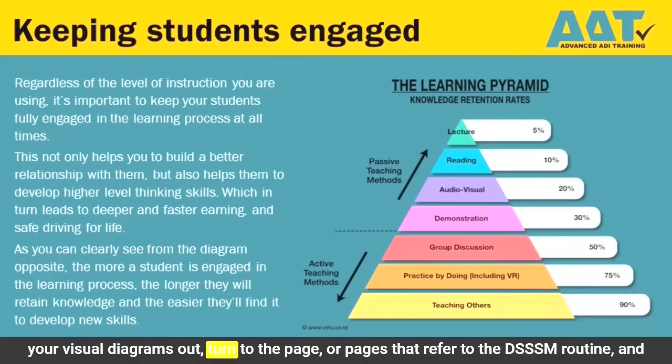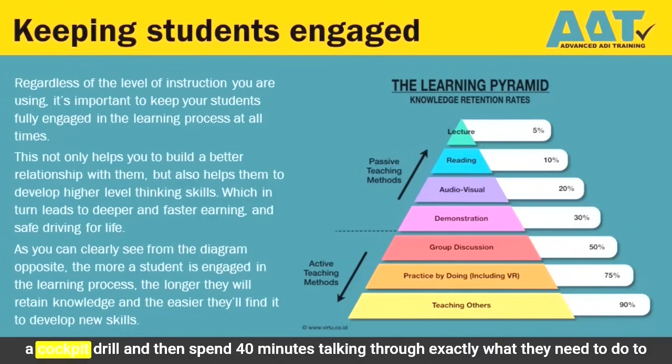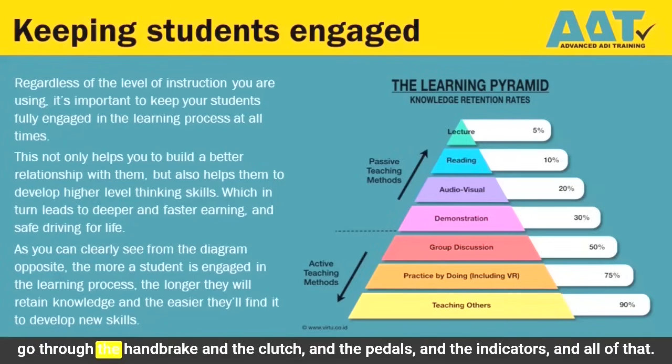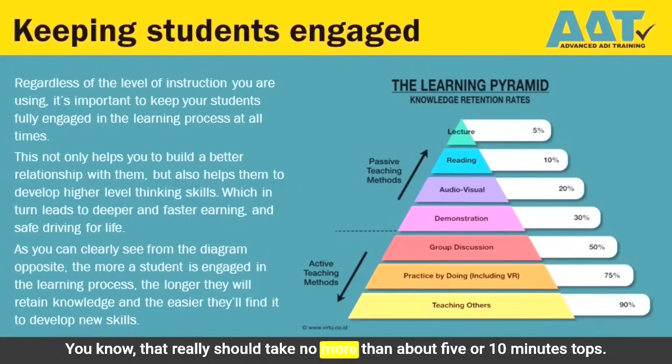out, turn to the page or pages that refer to the DSSM routine and the cockpit drill, and then spend 40 minutes talking through exactly what they need to do to move the seat, to put a seatbelt on, to adjust the steering wheel, to check their mirrors, to go through the handbrake and the clutch and the pedals and the indicators and all of that. That really should take no more than about 5 or 10 minutes tops.